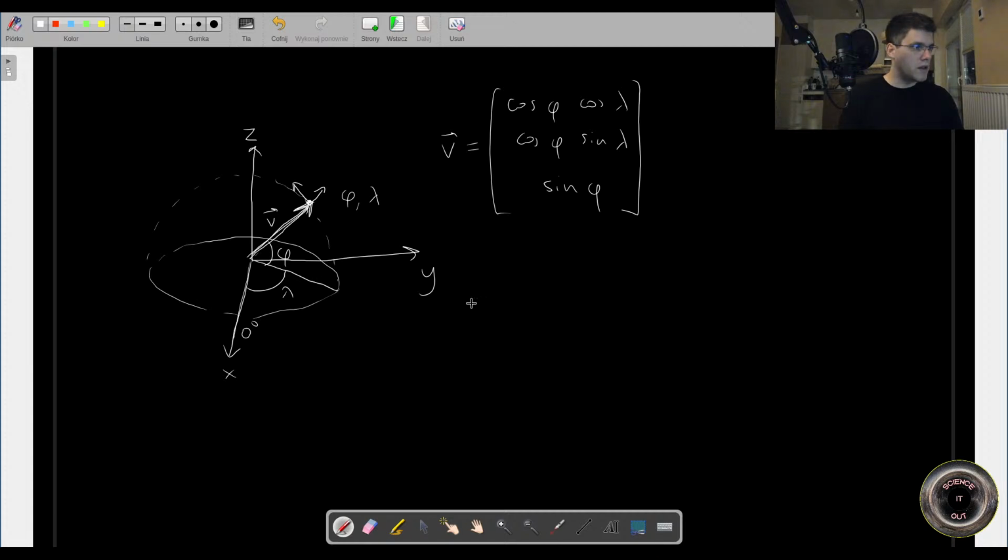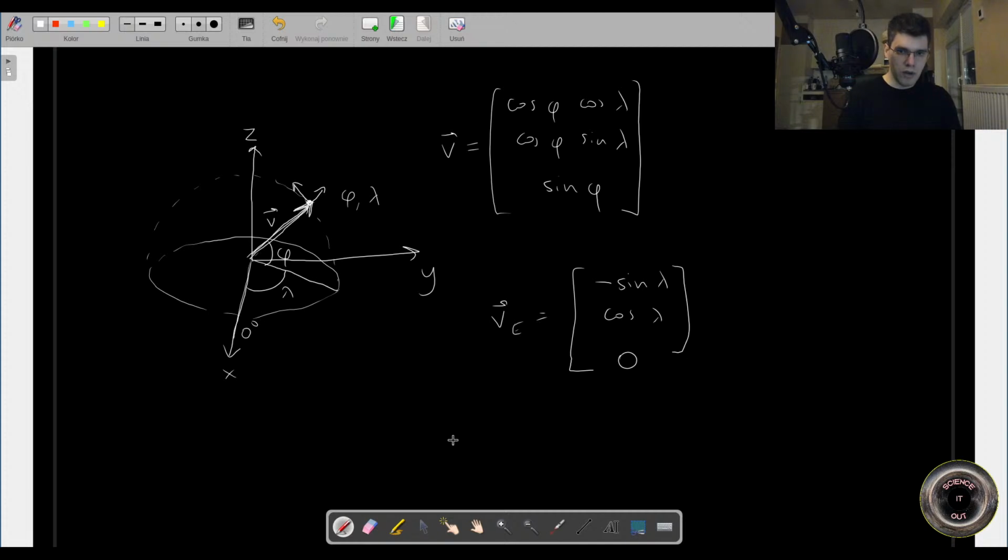There will be a vector that points east, and it's actually quite simple because a vector pointing east will always be perpendicular to z, so it will have 0 z coordinate. And now, so I don't lie to you, I believe it will be cos lambda, and here it will be minus sine of lambda, something like that. So that will be the vector pointing east.